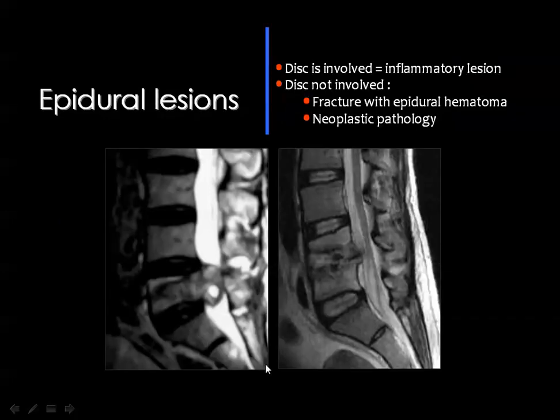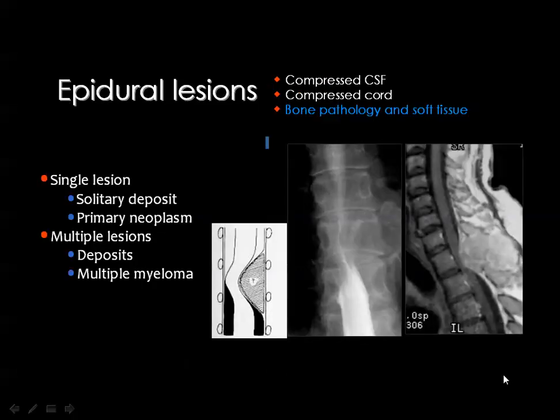Then you know that if you see a bone pathology with involvement of the disc in between, then you are dealing with an inflammatory lesion, as we have explained in the lecture of spinal infection. But if the lesion involves only one of the vertebrae or multiple vertebrae, then if there is a history of trauma, you consider fracture with epidural hematoma, or you consider neoplastic pathology, whether it is primary or secondary. And this is an example of a neoplasm, and this is an example of an inflammatory lesion.